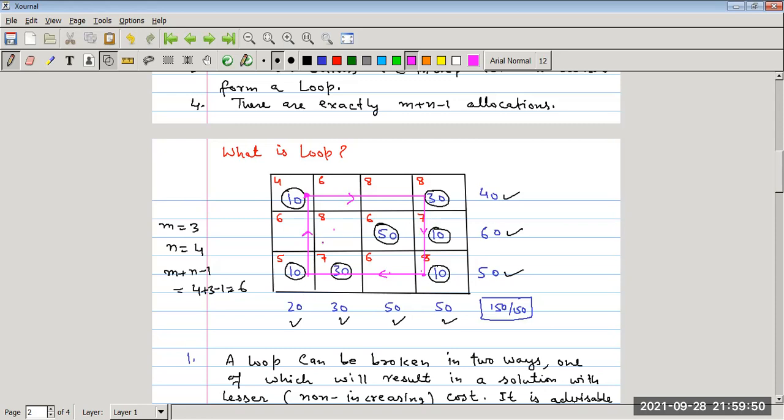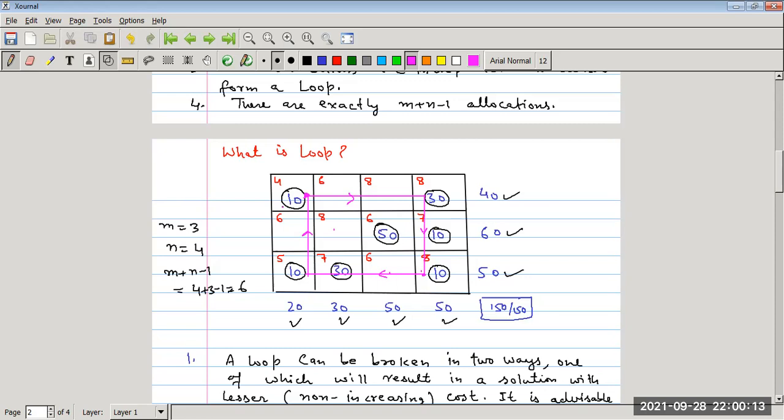And if there is a loop, it means the allocations are not independent. So in this case, what do we have to do? We have to break the loop. We have to make the number of allocations exactly m plus n minus 1, right? So, to get the basic feasible solution. So this is the objective.